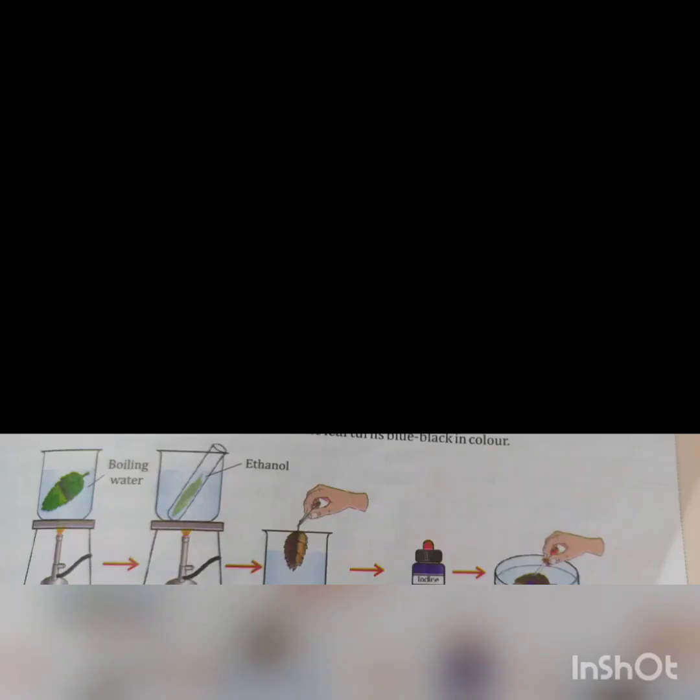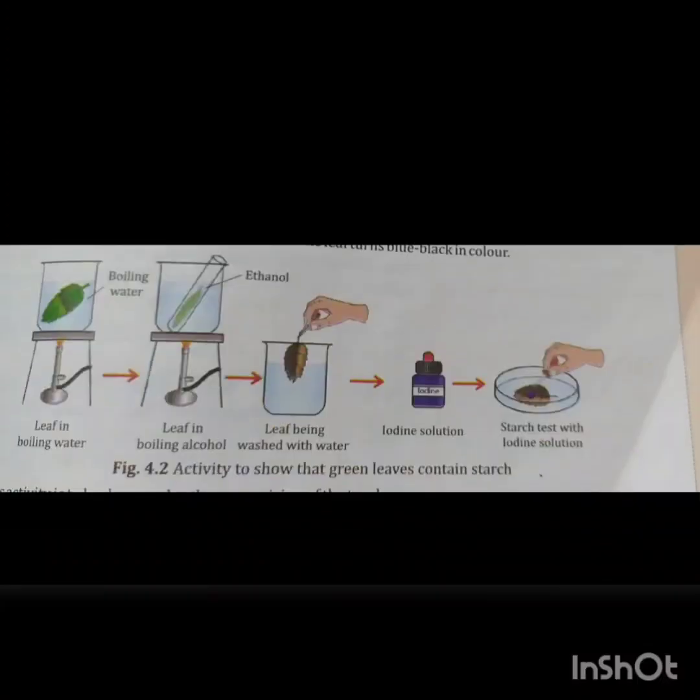Here's an activity to show that green leaves contain starch. The materials required for it are green leaf, beaker, water, alcohol, tripod stand, test tube and iodine solution. The procedure is as follows. We take a green leaf and boil in a beaker containing water for 5 minutes to soften it. Take the softened leaf in a test tube and pour some alcohol in it.